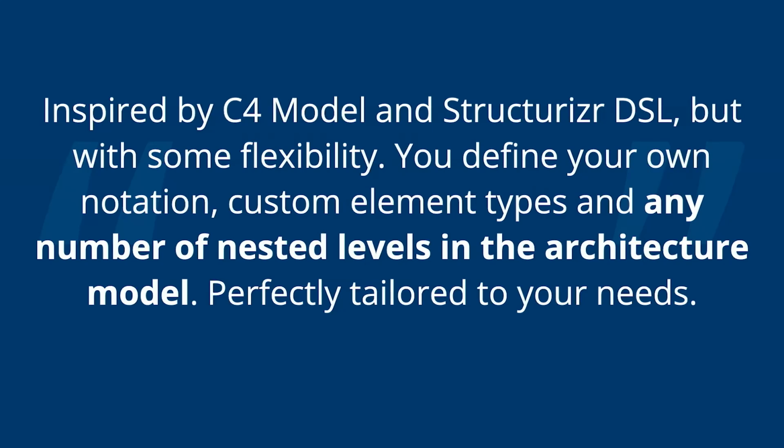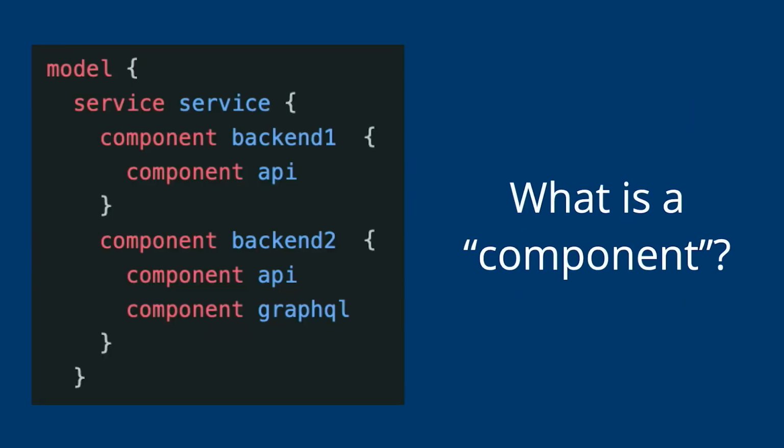Because now you can throw your real-world things into any number of nested abstractions, and you can perfectly tailor your model and your diagrams. The problem is this. If you go to the web page for LikeC4, they say, yeah, you can define your own nested levels of abstraction, and it gives you this as an example. So here we've got a model comprised of a service. That service has a backend 1 and a backend 2. These are both components. And then inside the backends, there are more components nested at the next level down.